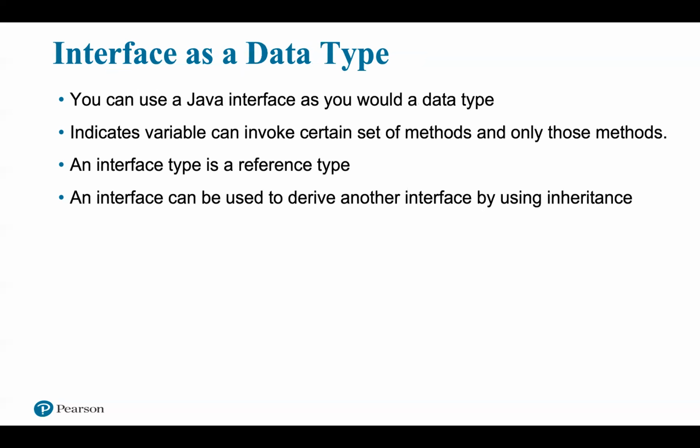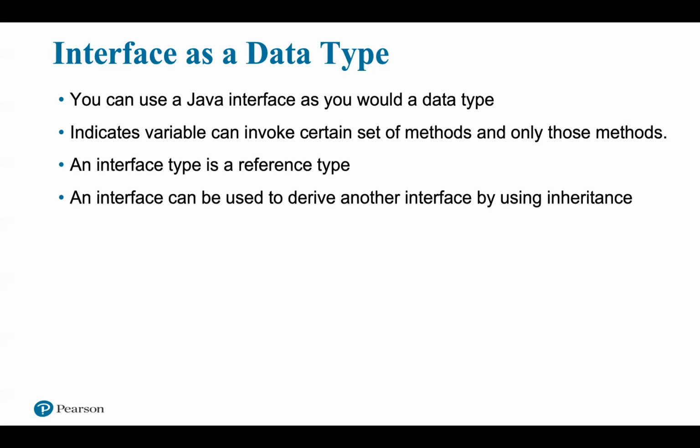So what about interface as a data type? You can use a Java interface as you would a data type when you declare a variable, a data field, or a method's parameter. For example, the method give last name to, which we spoke about before, has a parameter whose type is name interface: public void give last name to. Any argument that you pass to the method must be an object of a class that implements name interface.